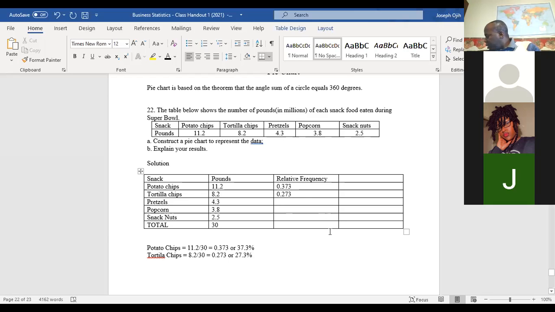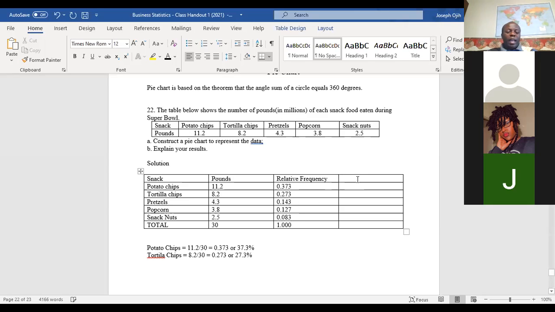If I follow the same process, I got the rest of them as 0.143 for pretzels, and for popcorn, 0.8 divided by 30 gives me 0.127. Then for snack nuts, I got 0.083. When I added all of them, you get 1.000, which is the same thing as saying 100%. If it's bigger than 100%, you must have made a mistake somewhere, so you have to double check your work.